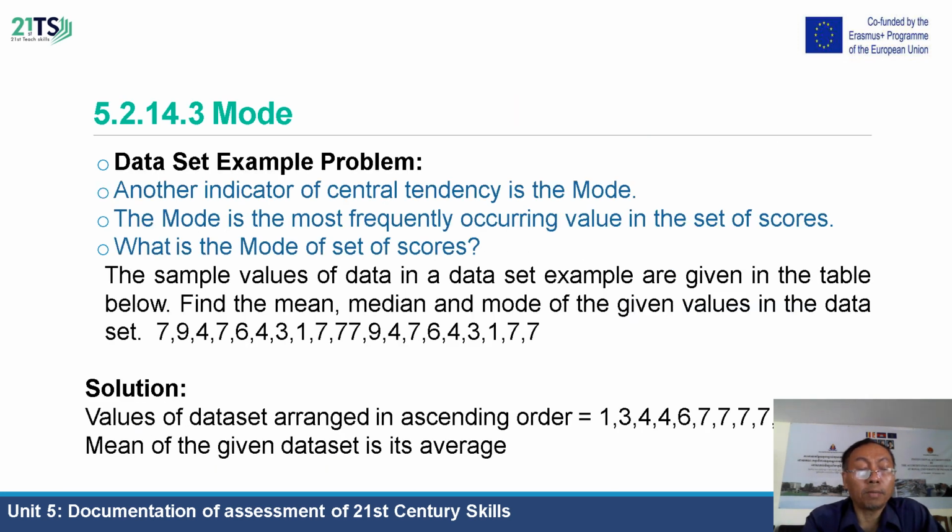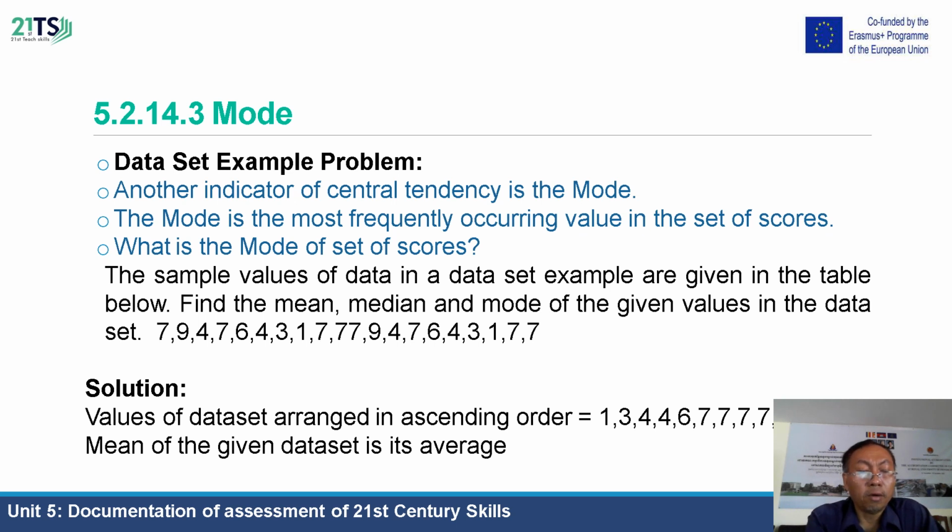Now let's talk about mode. Dataset example problems. Another indicator of central tendency is the mode. The mode is the most frequently occurring value in the set of scores. What is the mode of the set of scores presented in these slides? The example values of data in a data set are given in the table below. Find the mean, median, and mode of the given values in the data sets.